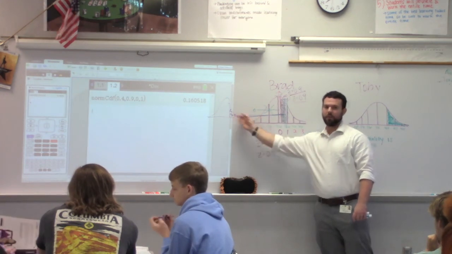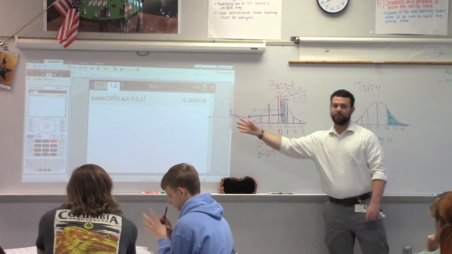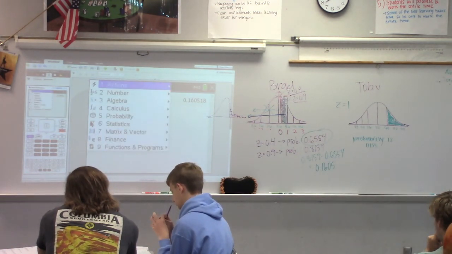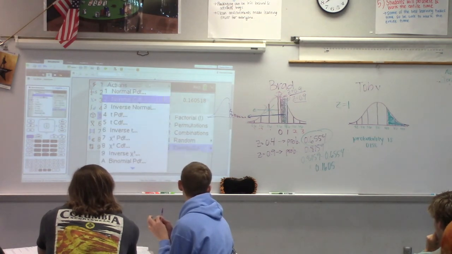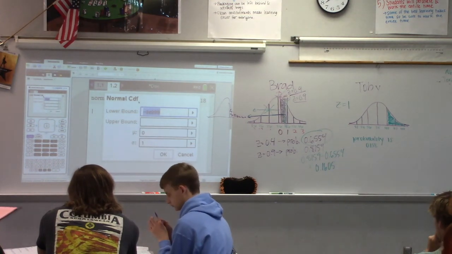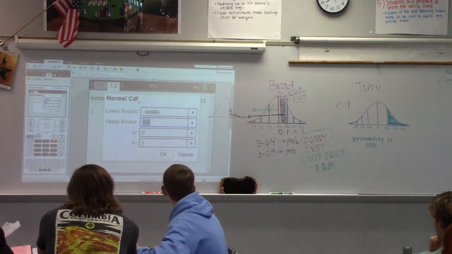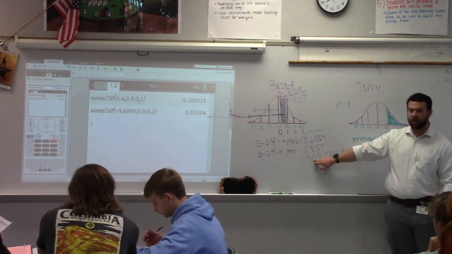It's going to keep going, isn't it? So it's going to go to, not infinity, negative infinity. If I were to use the calculator to look at that, I would look at probability, distributions, normal CDF. If it keeps going, negative infinity, you can leave the negative 9, E999, right? And then the upper bound would be that 0.9. I hit enter. Isn't that the same as what we found in the table, 0.8159?